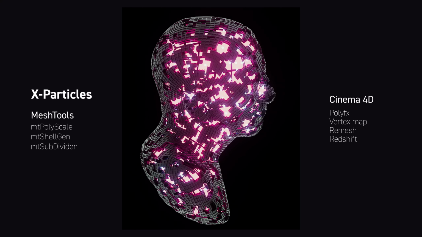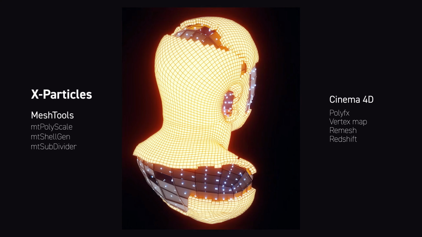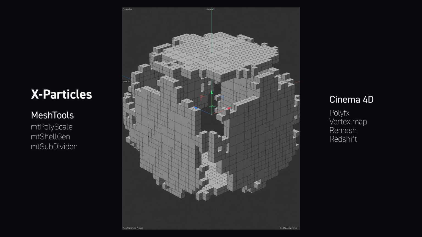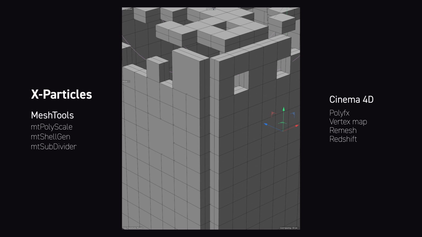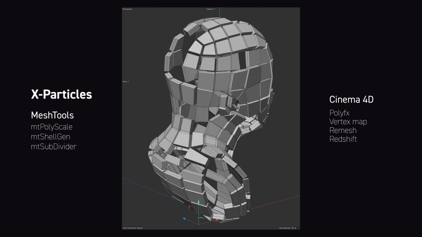Hello and welcome. In this tutorial, you will learn how to use Insydium MeshTools, PolyFX and X-Particles to transform 3D models into cubic digital forms in Cinema 4D. Let's dive in and create stunning cubic designs together.